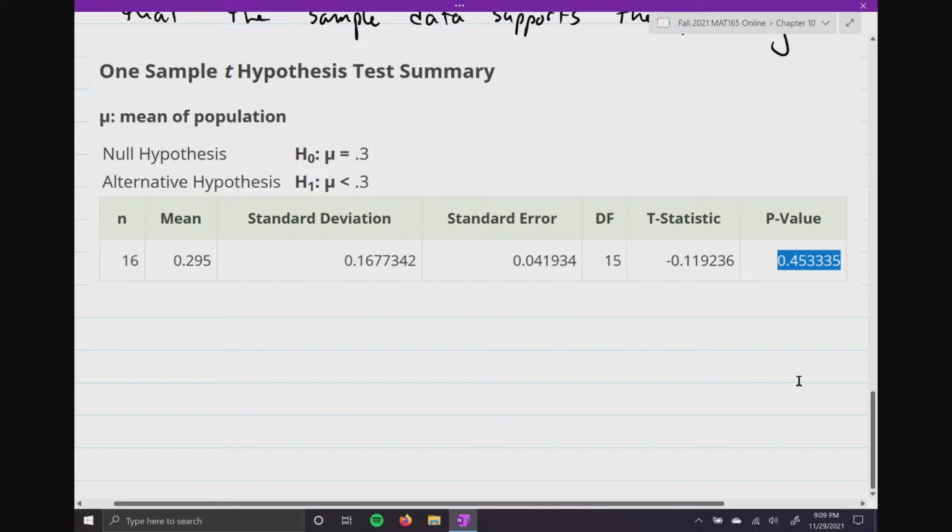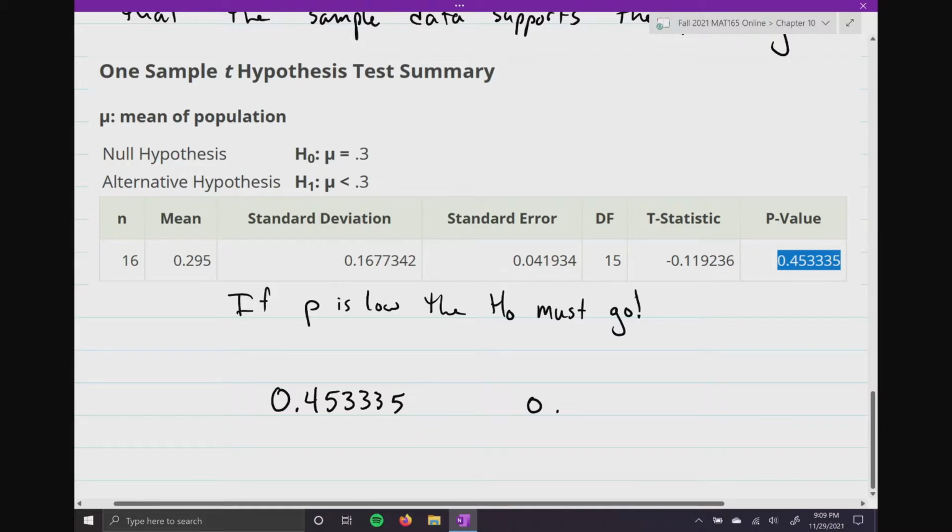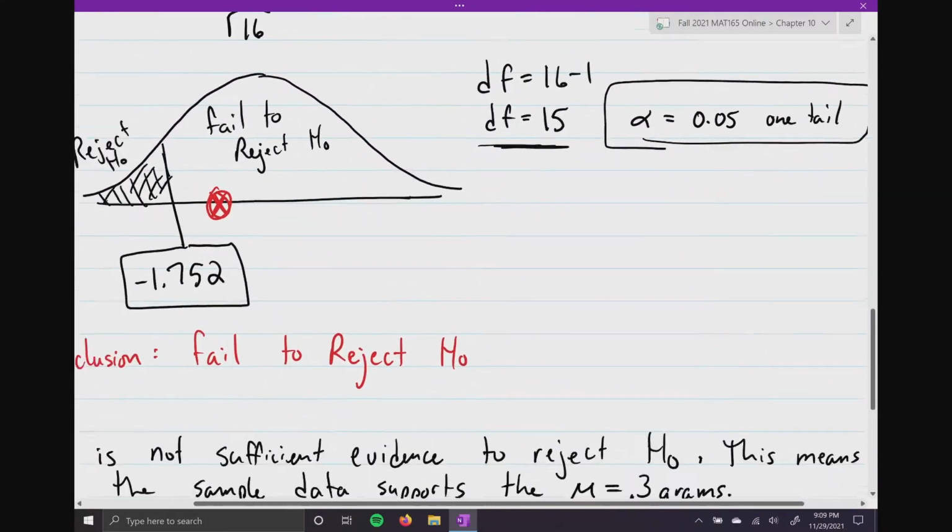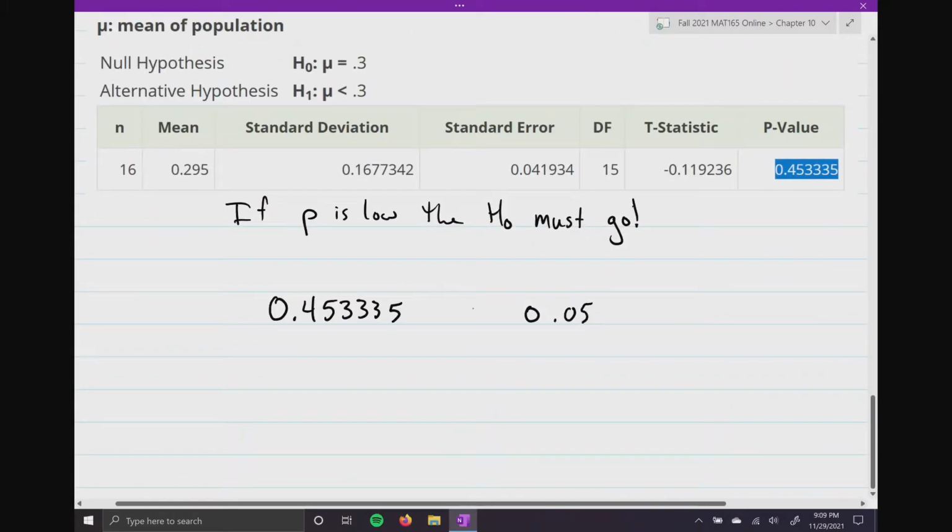All right, and just remember that if the P is low, the null must go. Well, when we compare our p-value, 0.45335 to 0. What was it again? 0.05. Definitely larger, which means we fail to reject the null, okay? Now, let's do another example here.